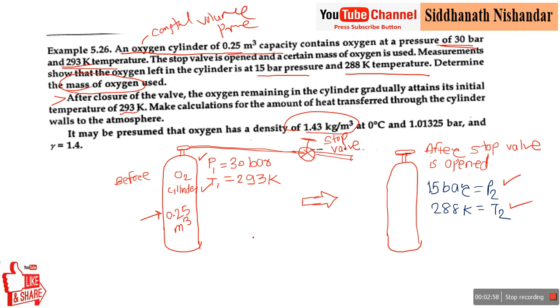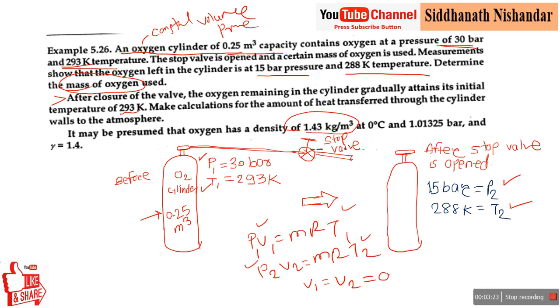We calculate by using the fundamental formula, PV is equal to mRT. First we calculate the initial mass from P1 V1 equals m R T1, and the final mass from P2 V2 equals m R T2. P1 and T1 are with us, P2 and T2 are with us, and the cylinder volume is constant, it is not going to vary. So V1 is equal to V2 is equal to 0.25 m³.